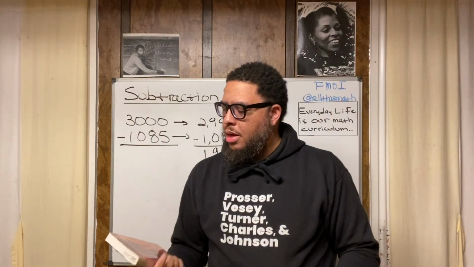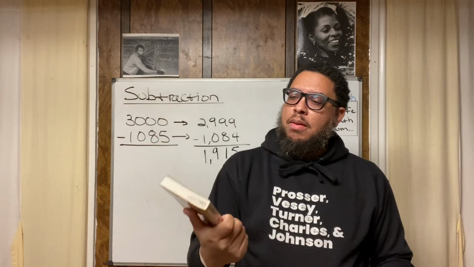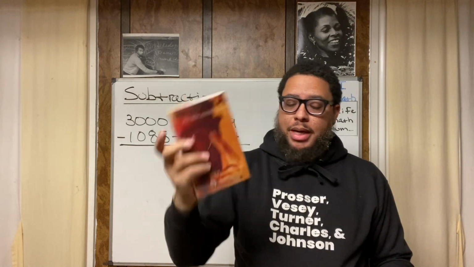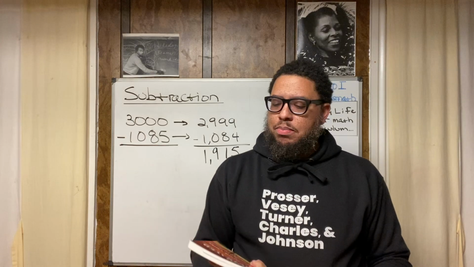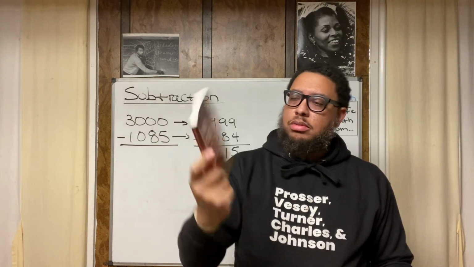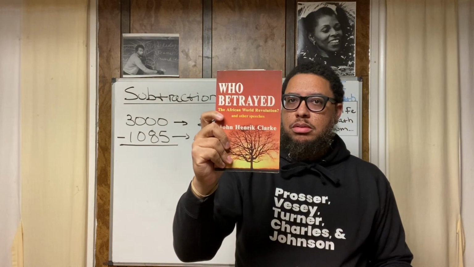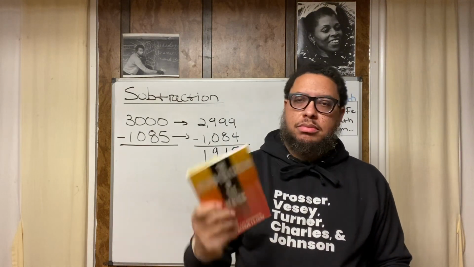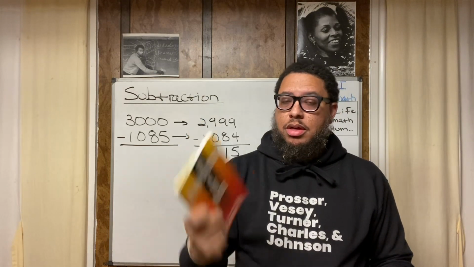All right? Also, this other book, this is a great one. Malcolm X, The Man and His Times. He edited this, right? He didn't write this entire book, but he edited this. It's like a compilation, like a mixtape, like a best of essays about the late Malcolm X. This is a book written by John Henrik Clarke. Who Betrayed the African World Revolution and Other Speeches, by John Henrik Clarke. This one's about Nat Turner. The Second Crucifixion of Nat Turner, by John Henrik Clarke.